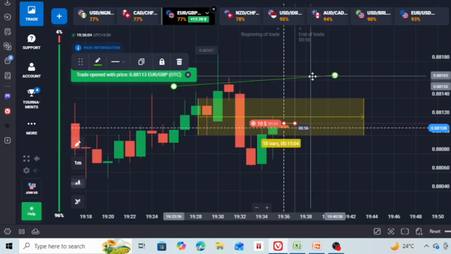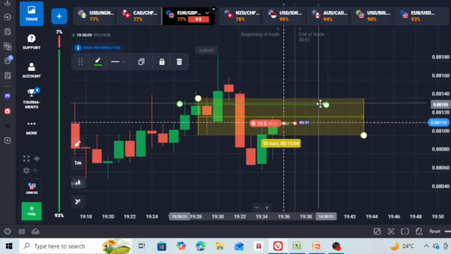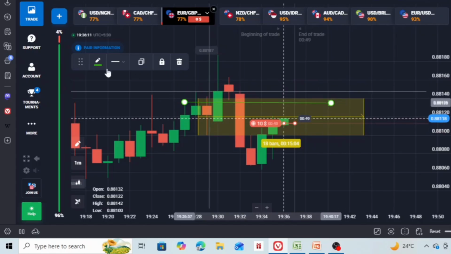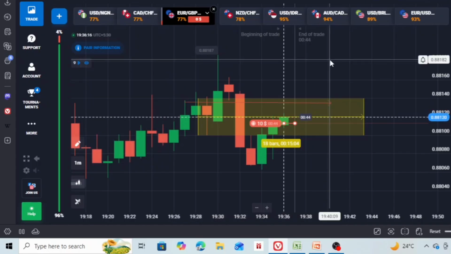This might also form a green candle, but then we also have the resistance here. So if the candle comes up to this area, this will be a good trade.